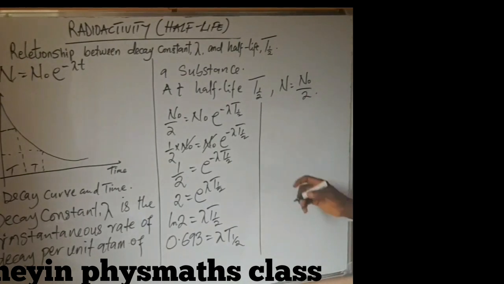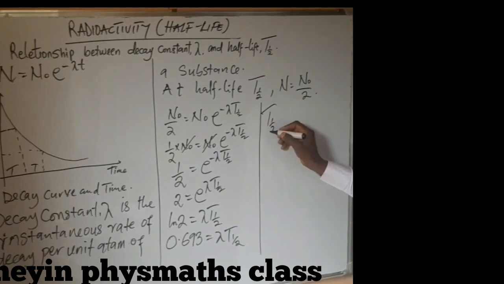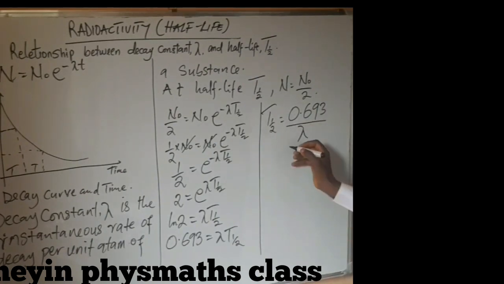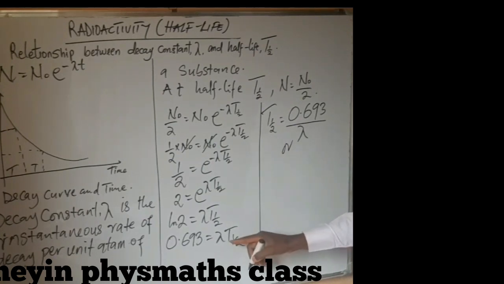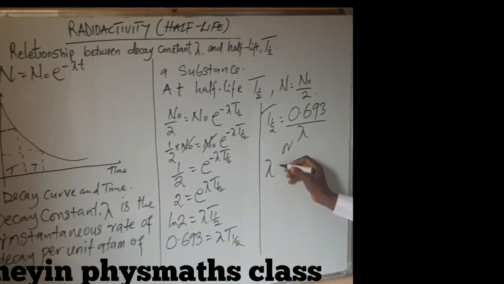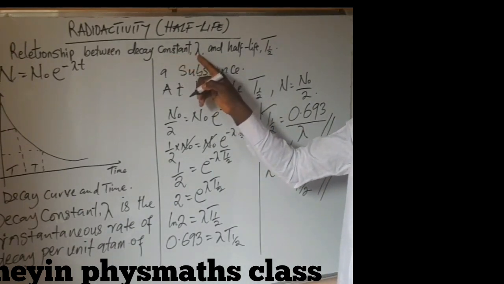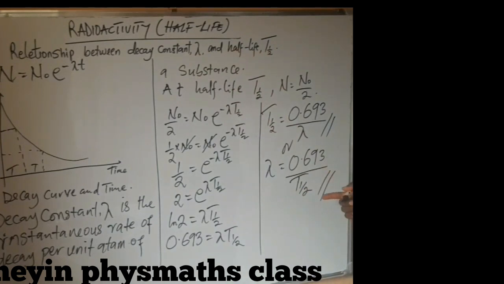So from that very point, we divide through by lambda so that our half-life should be equal to 0.693 all over lambda, the decay constant. Or we can divide through by half-life so that lambda will be equal to 0.693 all over half-life. So these are the relationships between the decay constant lambda and the half-life. We can use this in solving different types of half-life questions.